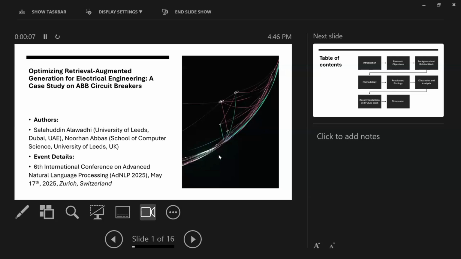Good afternoon. My name is Salahuddin Alawadhi, and I'll be giving a short presentation, inshallah, on optimizing retrieval augmented generation for electrical engineering. So basically, RAG for electrical engineering. I did a case study on ABB circuit breakers, so the technical documentation was on ABB circuit breakers.